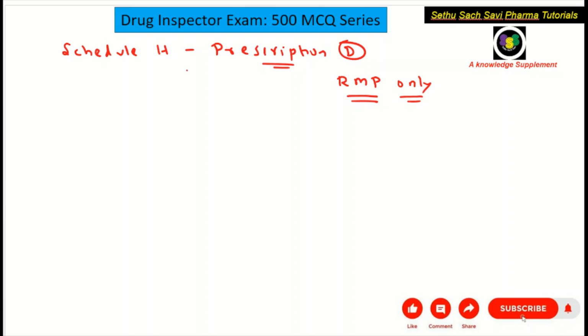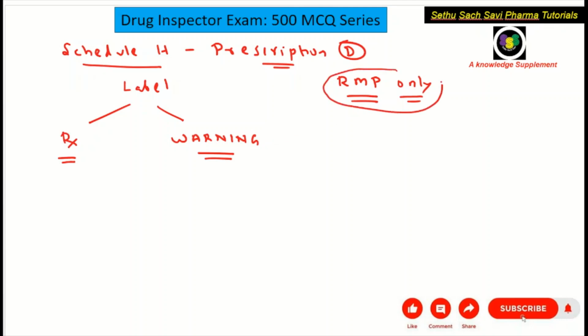So in the label of Schedule H, you need to remember 2 points. On the left top corner the symbol Rx would be there in the case of Schedule H. The word warning would be there in the label. Warning indicates it has to be sold on the prescription of a registered medical practitioner only.